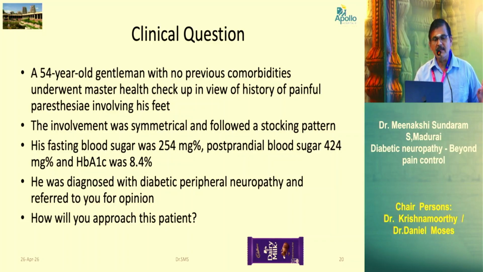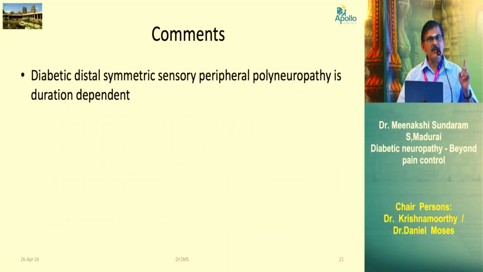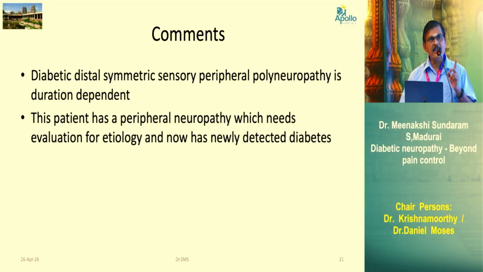The point is here, distal symmetric peripheral polyneuropathy is a duration-dependent pattern. You do not get this neuropathy at the onset of diabetes. Rarely, if a person has had impaired fasting glucose for long, IGT can sometimes produce this pattern, but by and large common things are common. This peripheral neuropathy needs separate evaluation.